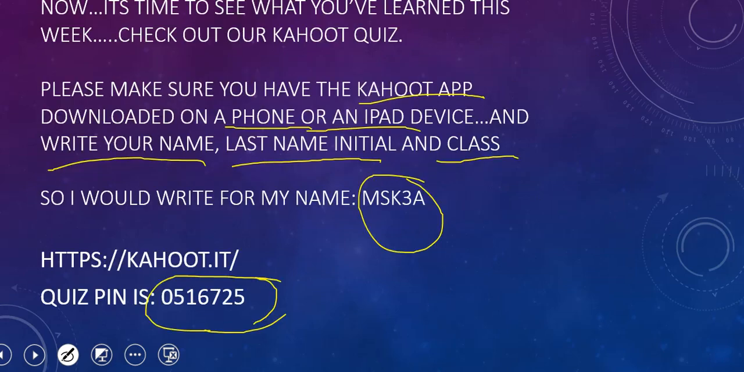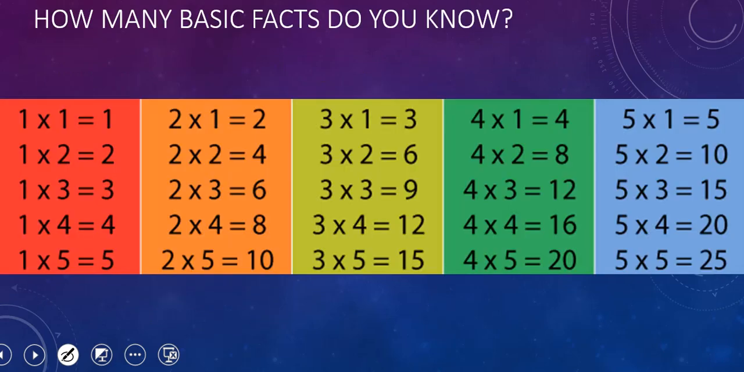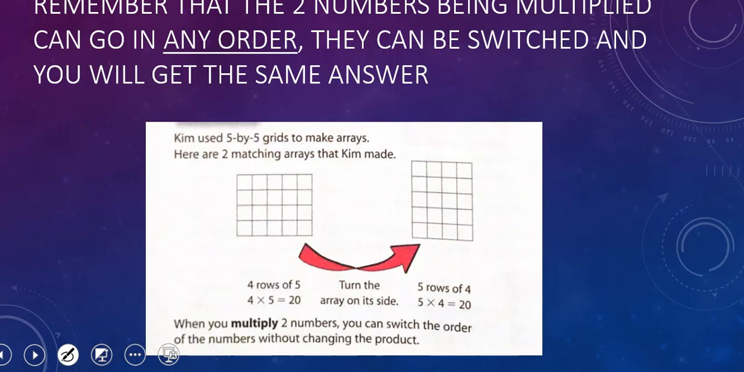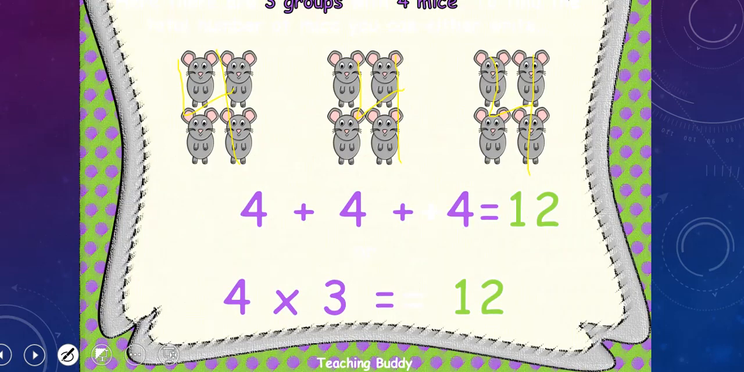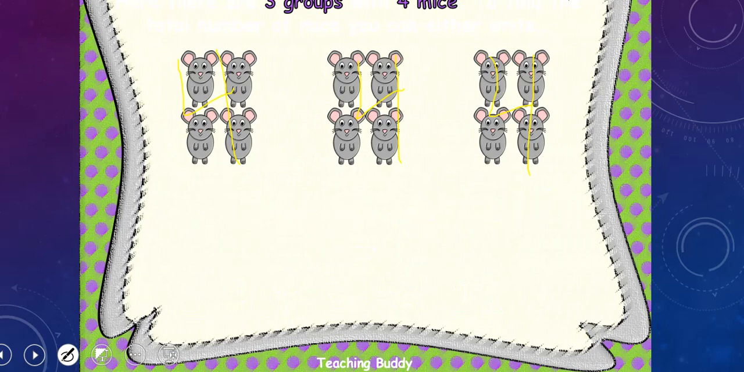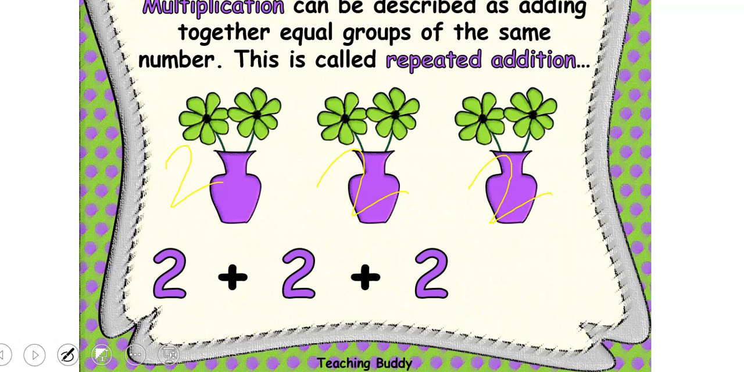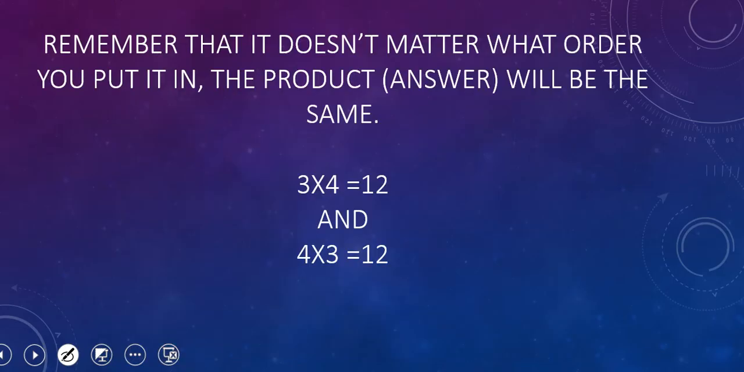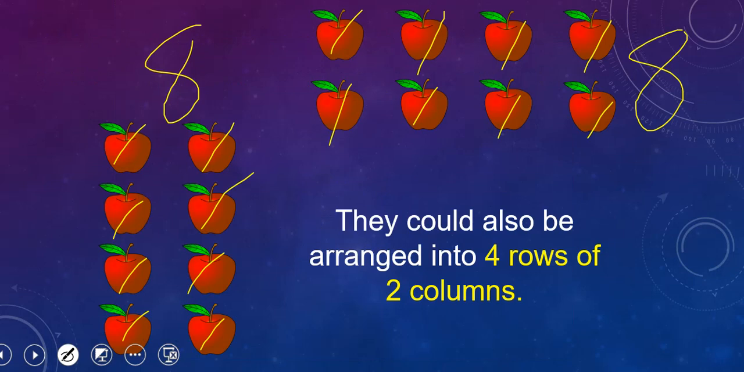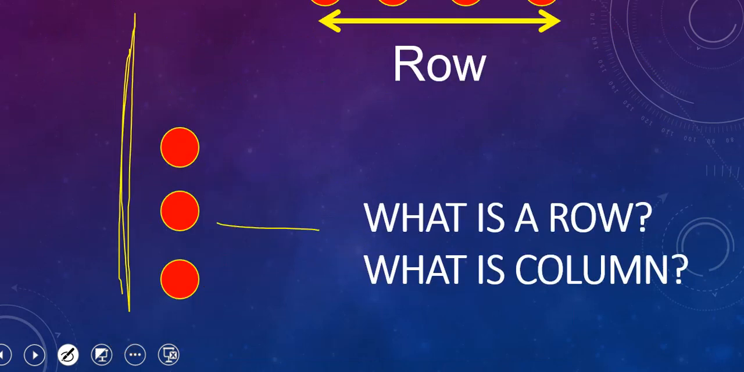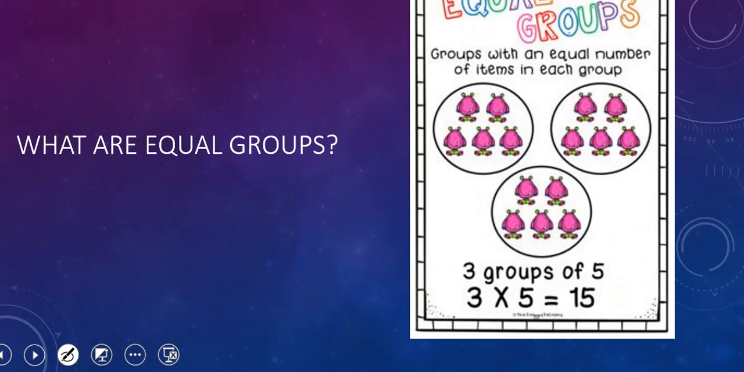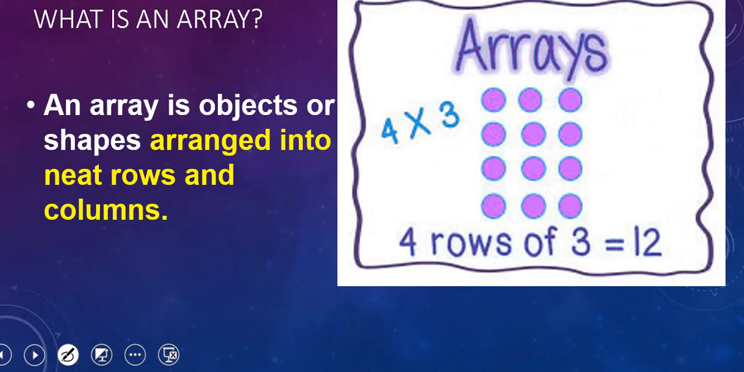And you can have a look through, take your time, go through, make sure that you know all of these different ideas. So remember that product means answer in multiplication. Remember, equal groups are just the same number. So the groups are all in the same order. Let me go back. Here. So groups with an equal number of items in each group.